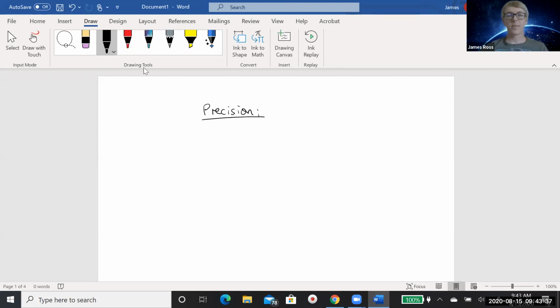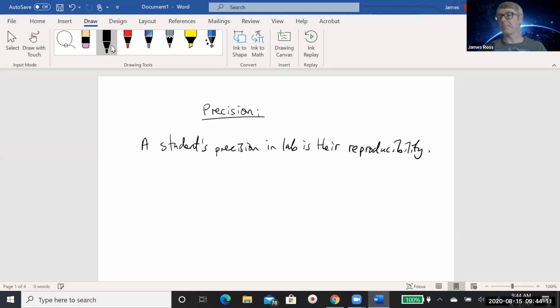So a student's precision in lab is their reproducibility. Reproducibility is not spelled with a P. Reproducibility starts with an R. Okay. There's different ways that we can look at precision though.